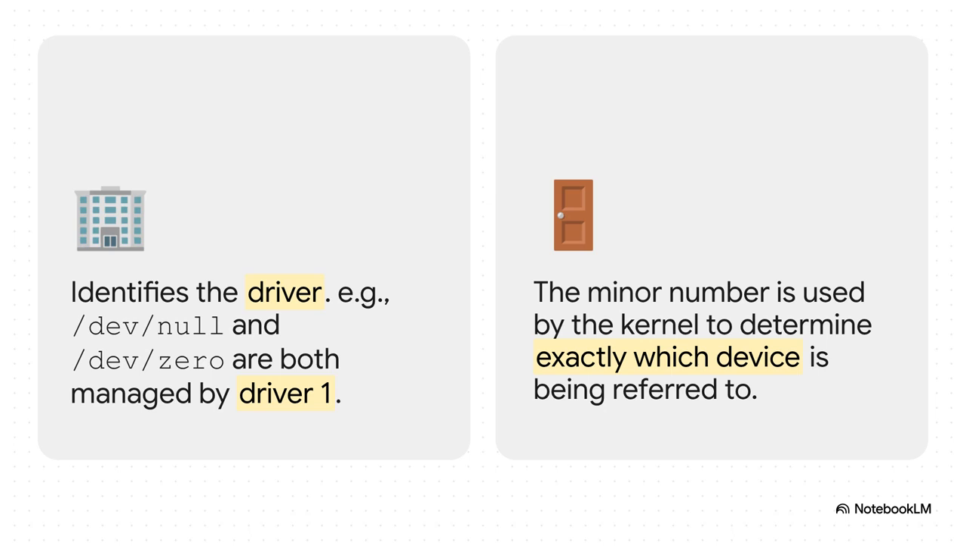It's like the street address for a big apartment building. The second number is the minor number. This tells the driver which specific device you want. It's the apartment number inside the building. So a device like /dev/null and /dev/zero can share the same building address. That's major number 1. But they're totally different apartments, each with its own unique minor number.